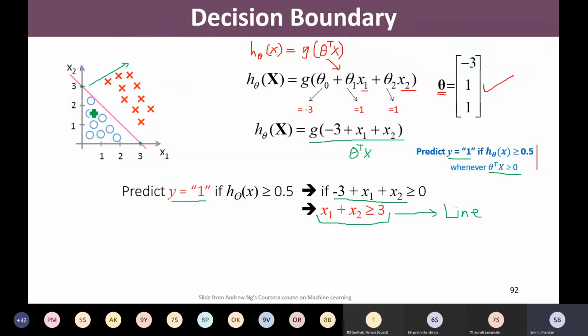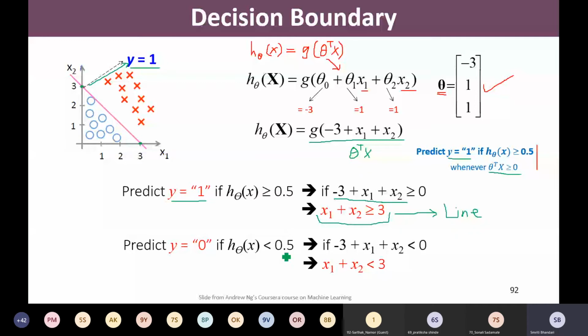Do you agree with me? In this region, towards this side of this line, I always will have x1 plus x2 greater than 3. So if I am having a sample towards this side of the line, then I am going to label the sample with class y equal to 1.